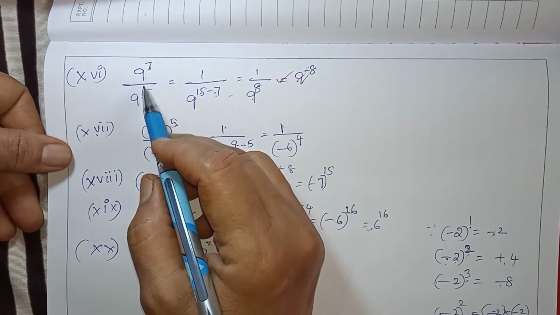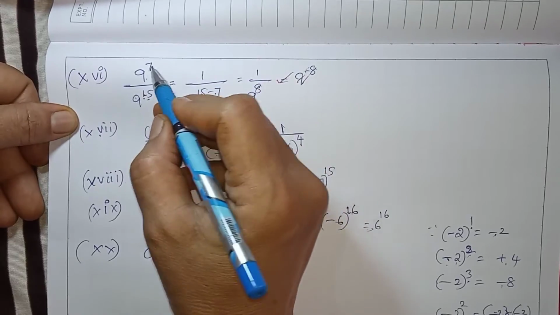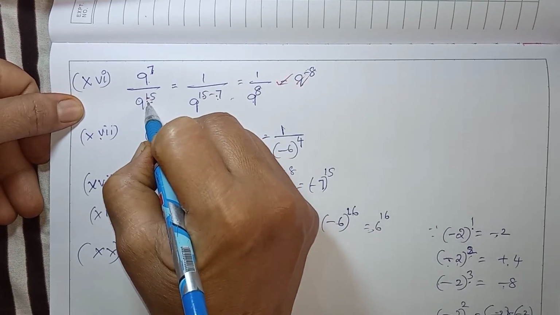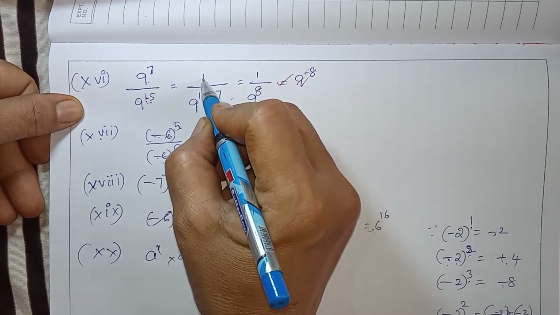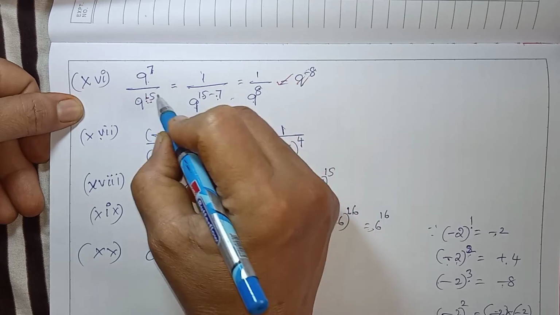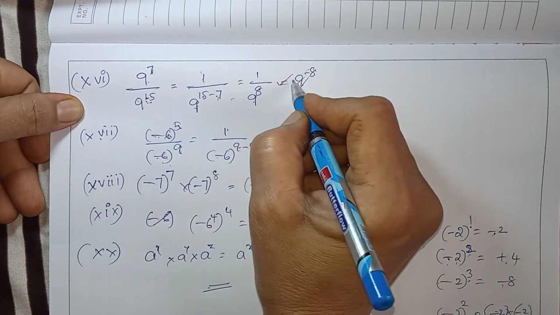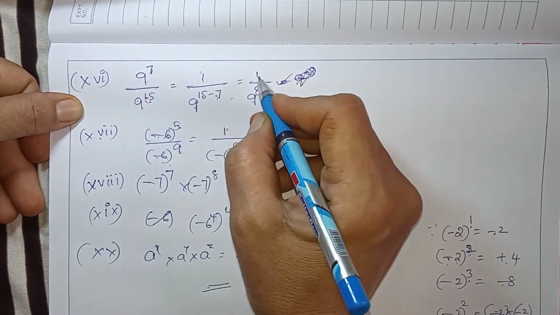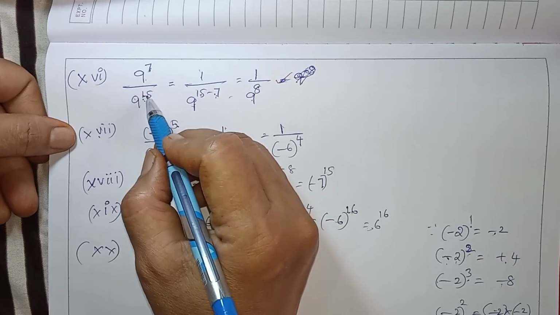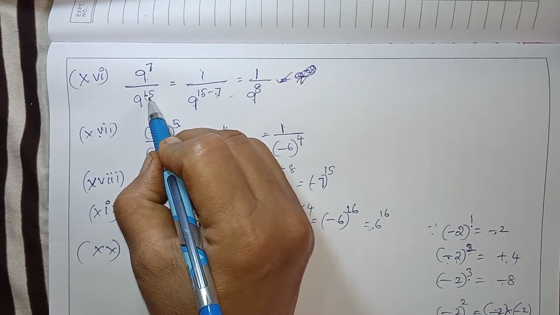Same question here again. Bases are equal and it's in fraction form. But one thing: the numerator power is smaller and the denominator power is larger. So here the answer would be in the denominator, like 1 by 9 to the power of 15 minus 7. 15 minus 7 is how much? 8. You don't write this again. You just write the answer as 1 by 9 to the power of 8, because the denominator exponent is larger. So subtract the smaller number from the larger number.